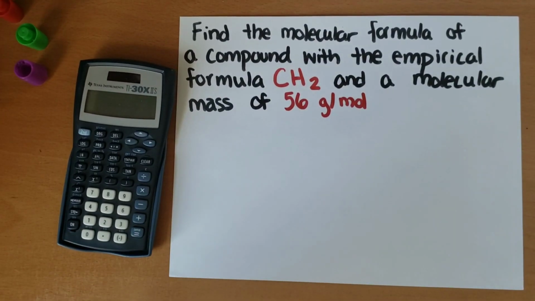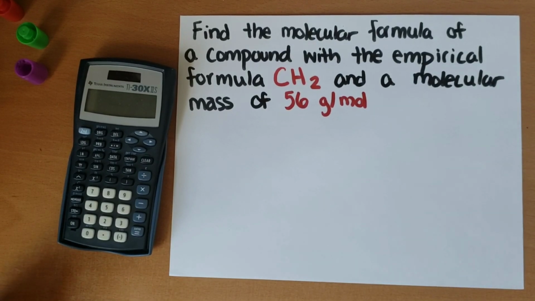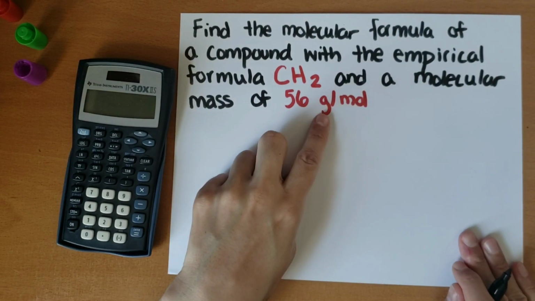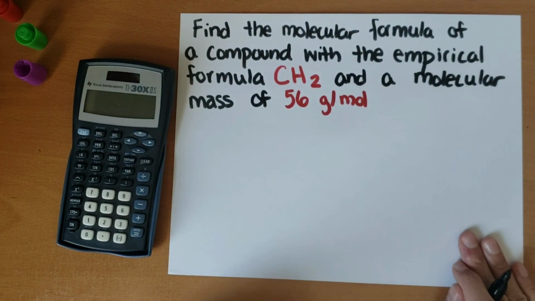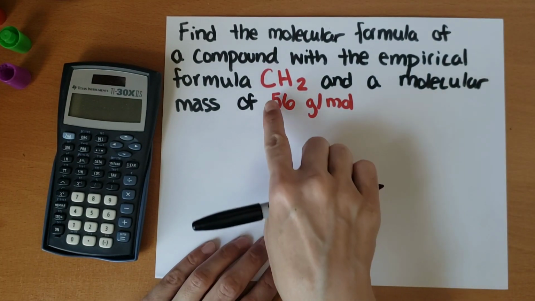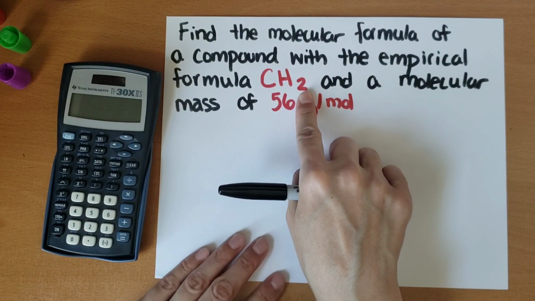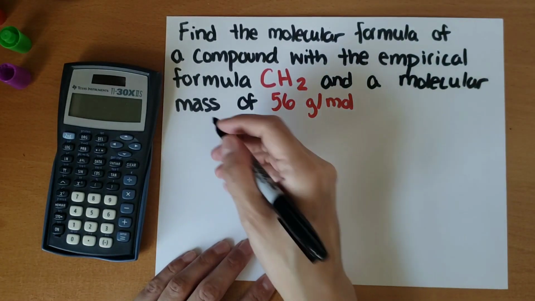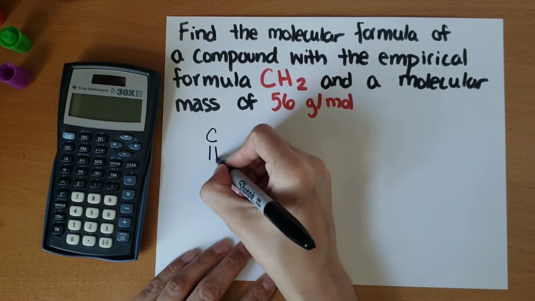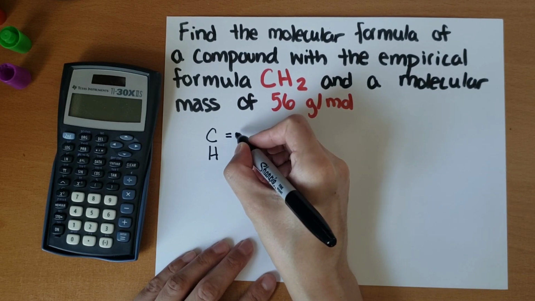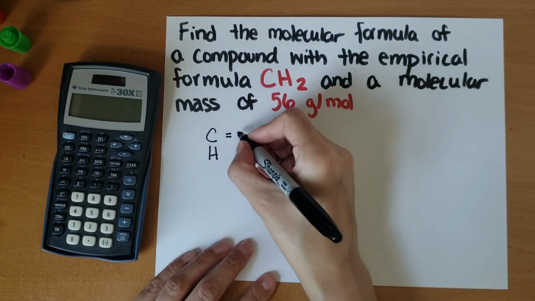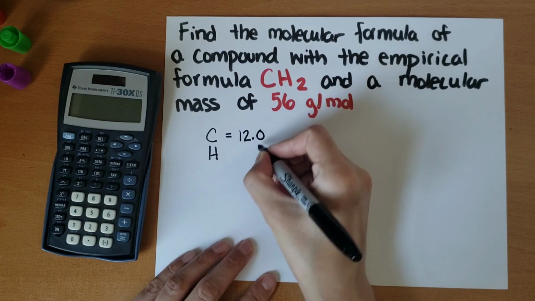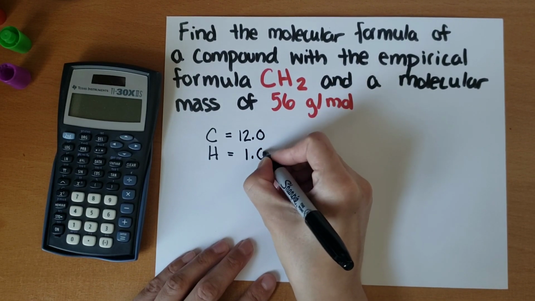The next calculation I'm going to walk you through is calculating the molecular formula given an empirical formula and a molecular mass. There's a 3-step process to solving these problems. Let's get started. The first step is to take the empirical formula and find the empirical mass, or the mass of this formula. So here we have carbon and hydrogen. Now carbon, from our reference table, has a mass of 12.0 and hydrogen has a mass of 1.0.